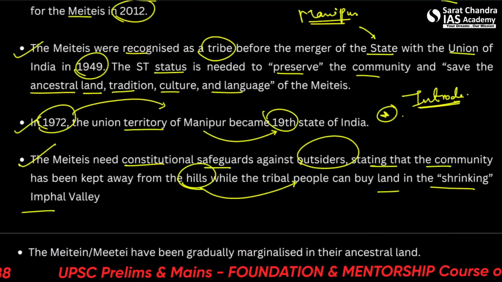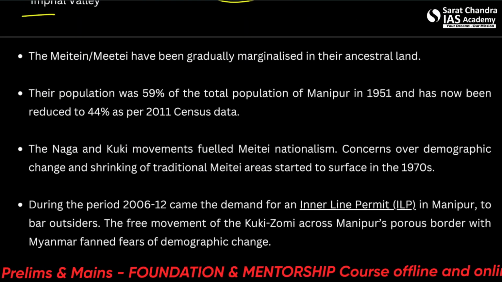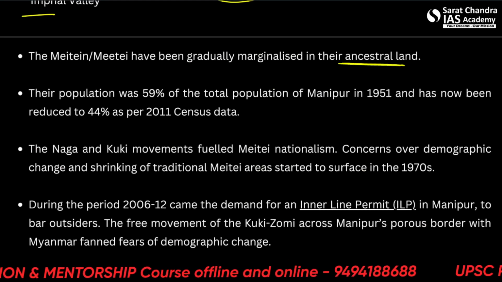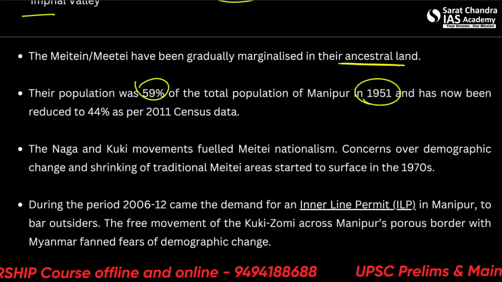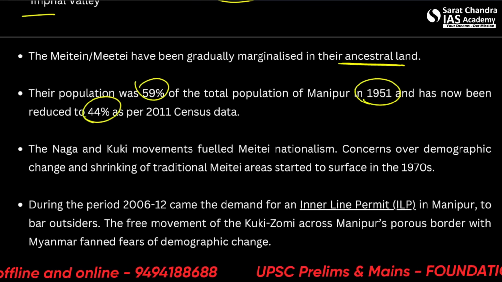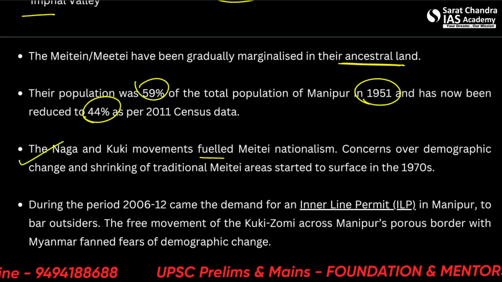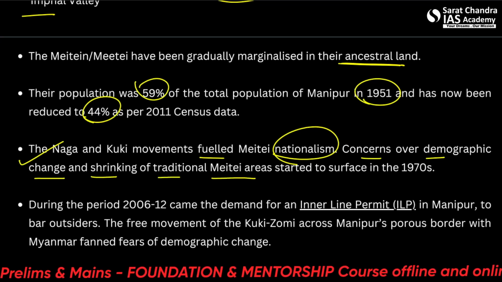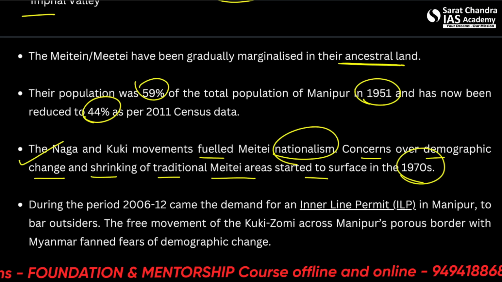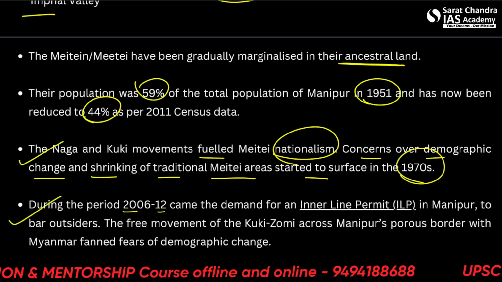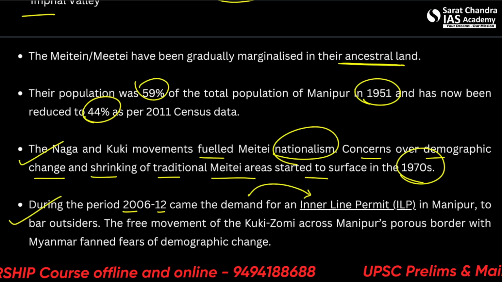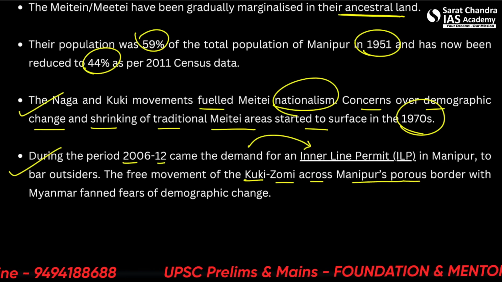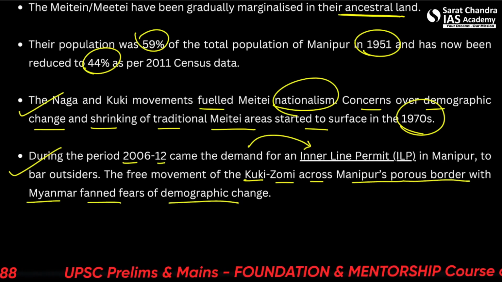All right. So the Meiteis have been gradually marginalized in their ancestral lands, which is Imphal Valley. The population was 59% of the total population in 1951 and has now shrunk to 44%. The Naga and Kuki movements fueled Meitei nationalism. Concerns over demographic change and shrinking of traditional Meitei areas started to surface in the 1970s. During 2006 to 12 came the demand for an inner line permit in Manipur to bar outsiders. The free movement of Kuki Zomi across Manipur's porous border with Myanmar fanned fears of demographic change.